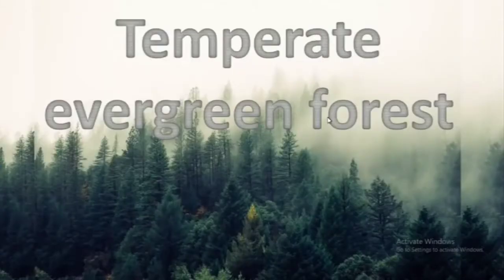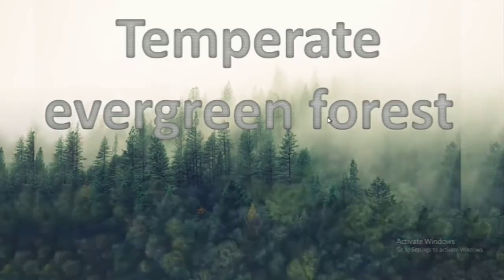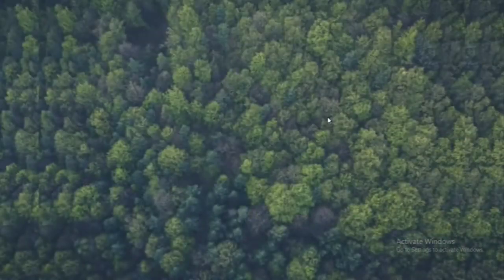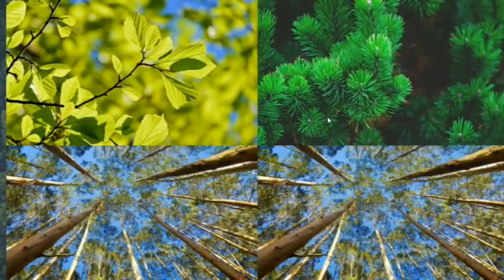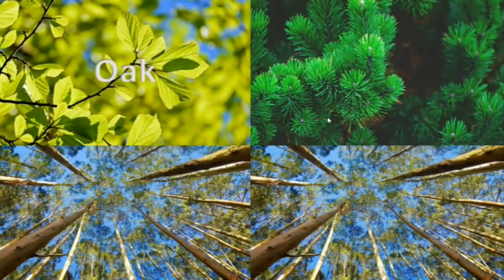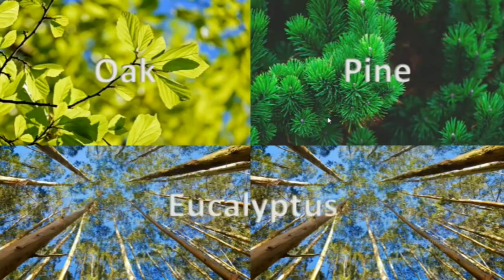Next is temperate evergreen forest. The temperate evergreen forests are found in mid-latitudinal coastal regions. They are commonly found along the eastern margin of continents, for example in southeast USA, South China and southeast Brazil. They comprise both hard and softwood trees like oak, pine and eucalyptus.